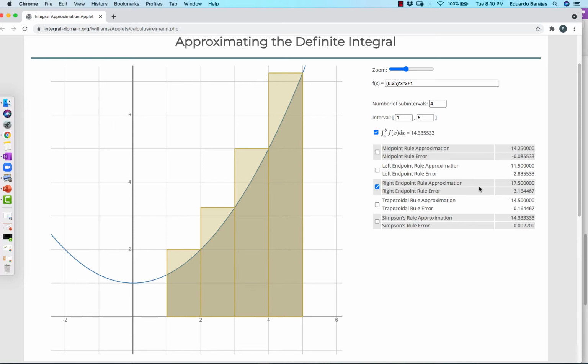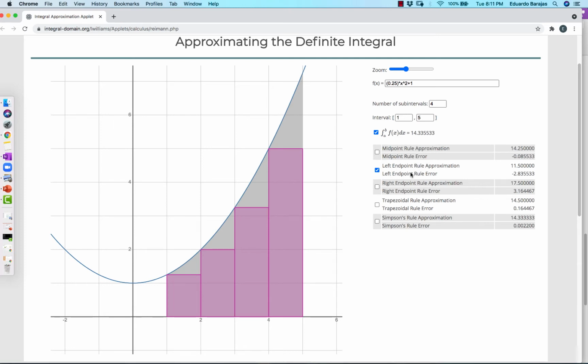Okay, and then the computer here automatically calculates it for us, 17.5, right? Hopefully that matches what we got. And again, we can see that the real answer, 14.33, is less than the 17.5, but more than the 11.5. The real answer is sandwiched somewhere in between the two. Okay, so that's what we got so far, but now let's go back to thinking about the left-hand rule.